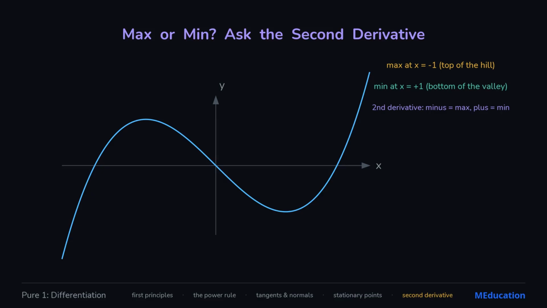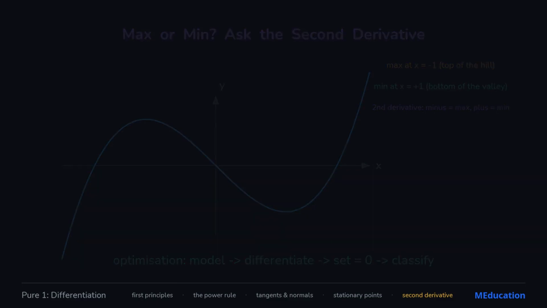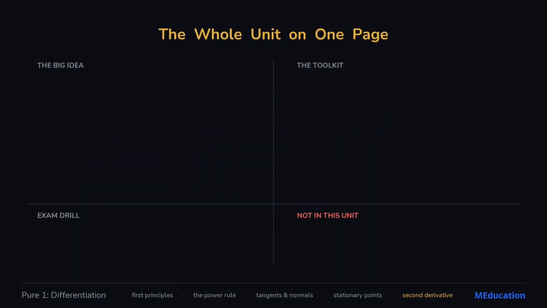And this is what powers optimization, the most useful trick in the unit. Want the largest volume from a fixed sheet of card or the cheapest design? Write the quantity as a function, differentiate, set it to 0 to find the turning point, and the second derivative confirms whether you have found your maximum or your minimum. Real problems, same machine. Here is the whole unit on a single page.